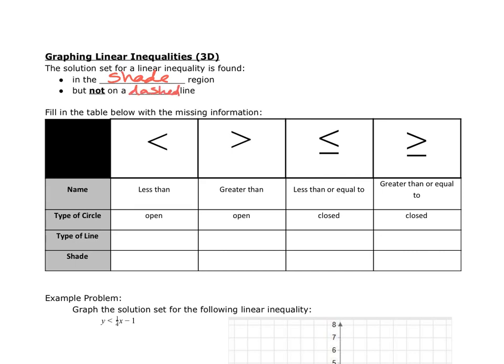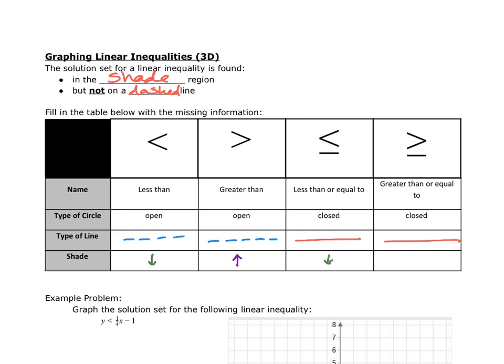Okay, let's fill in the types of lines here. For less than, that's a dashed line. For greater than, that's a dashed line. For less than or equal to, that's solid. Greater than or equal to is solid. If I'm looking at the shading, less than is lower. So less than or equal to is also lower.